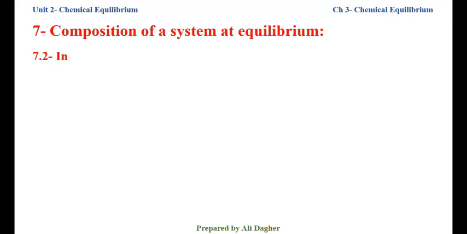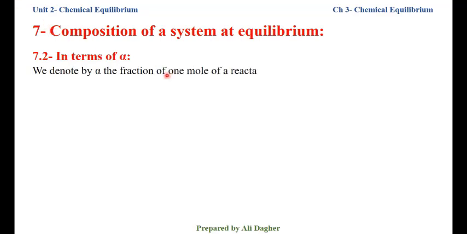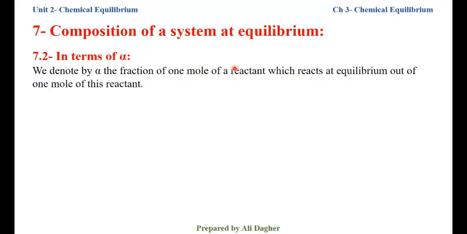Now, in terms of alpha, we denote by alpha the fraction of 1 mole of a reactant which reacts at equilibrium out of 1 mole of this reactant. That means if we start from 1 mole of a reactant, the number of moles reacted of this reactant is considered as alpha.